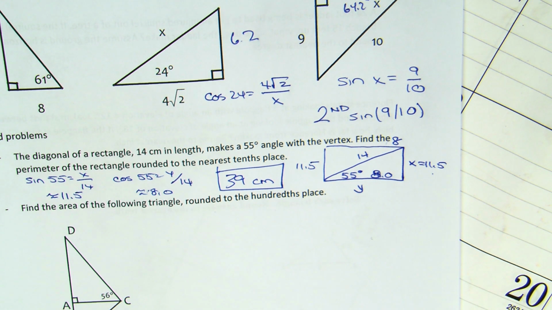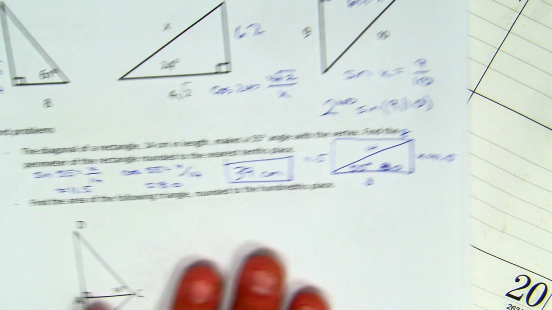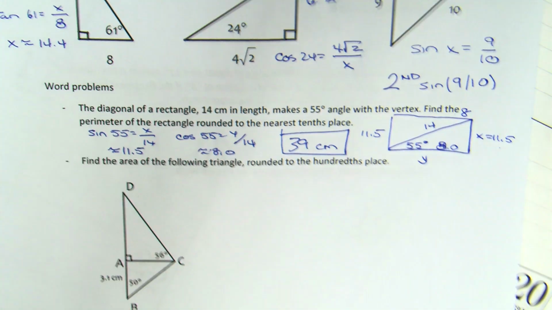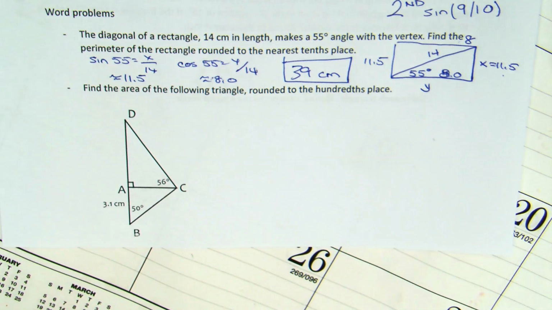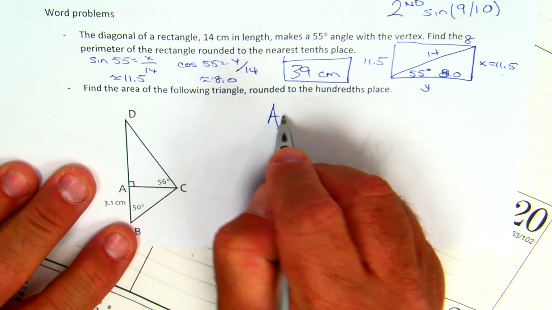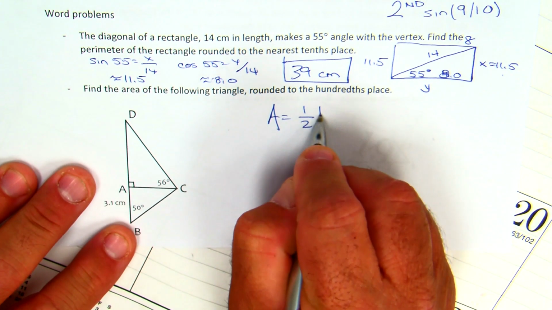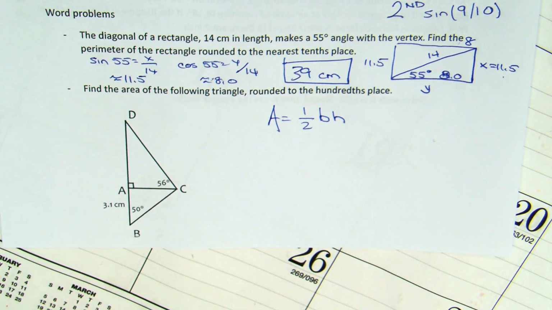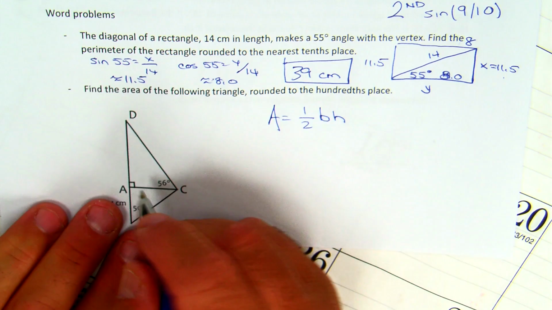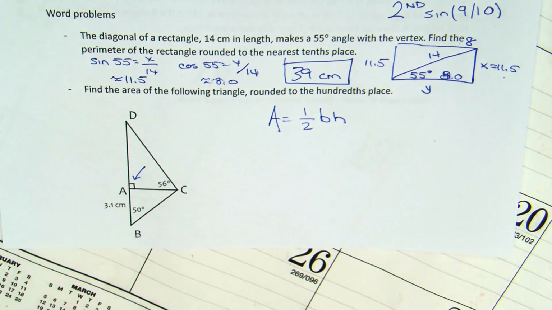So again, the word problems on this are going to be basic ones from the packet, not the extraneous ones. Alright. Find the area of the following triangle rounded to the hundredth place. Remember that area of a triangle is 1/2 base times height, where the base and height always make a right angle. So I'm focusing on that.